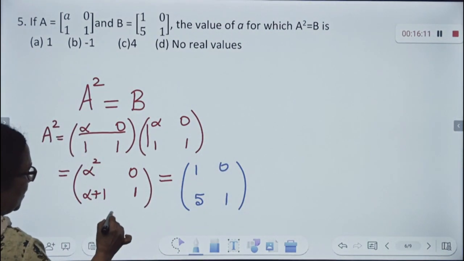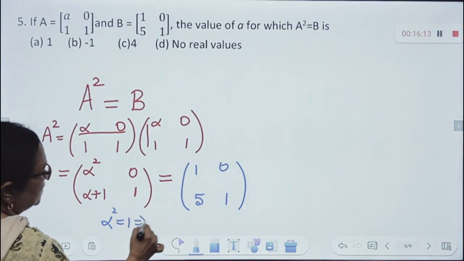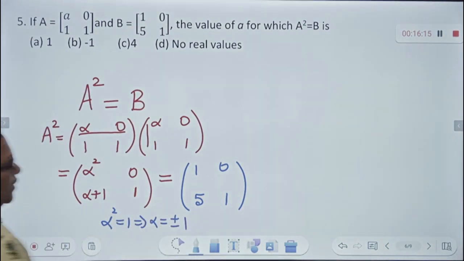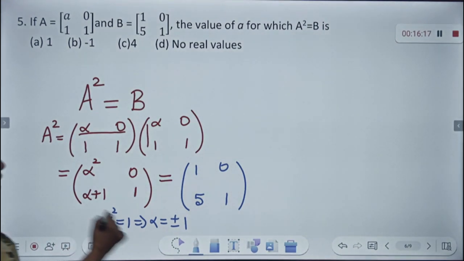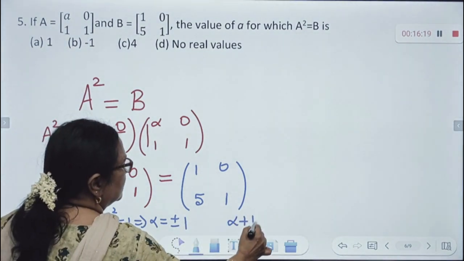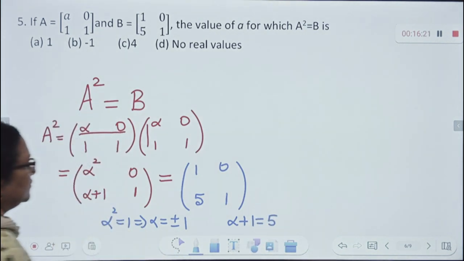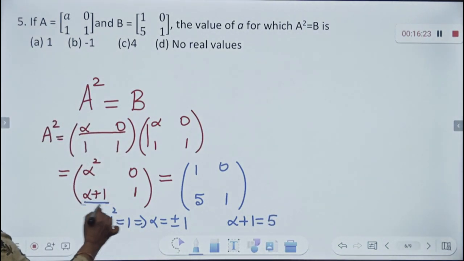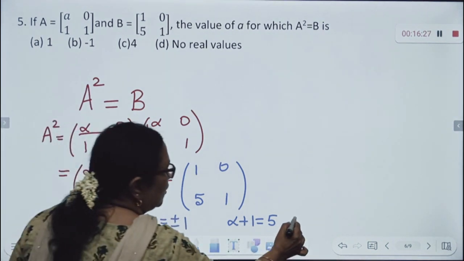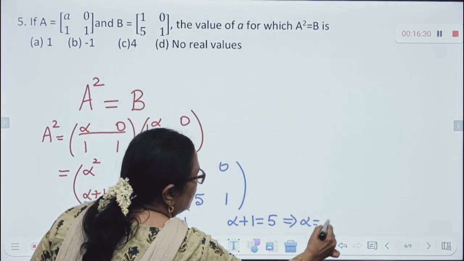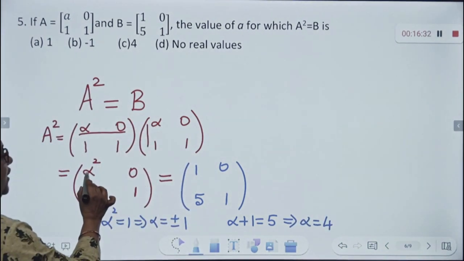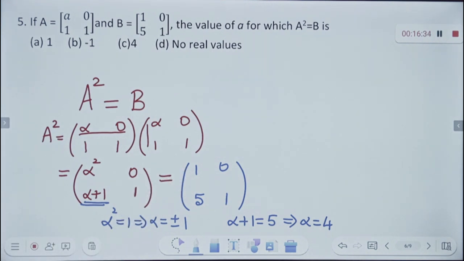So alpha square is 1 implies alpha equal to plus or minus 1. Then alpha plus 1 equal to 5. From here, alpha plus 1 equal to 5 implies alpha equal to 4. See, from here if I equate, I get alpha square equal to 1. Alpha equal to plus or minus 1.